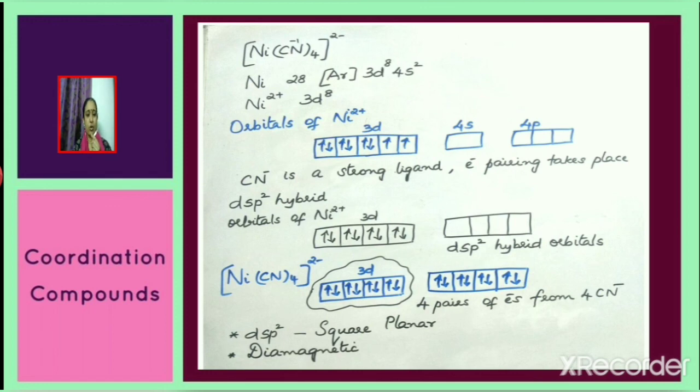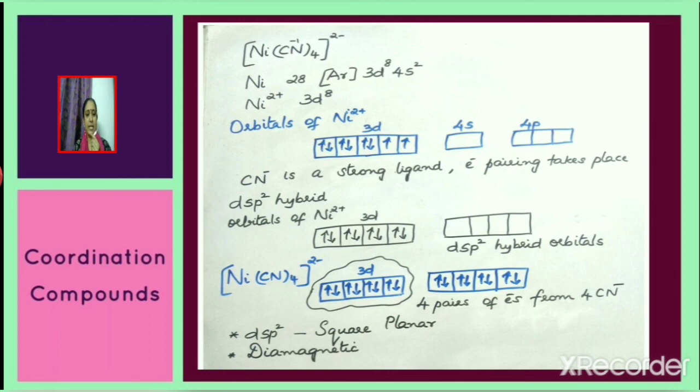As a result of electron pairing, one 3d orbital will be available, so that empty 3d orbital along with 1 4s and 2 4p orbitals will mix together to give 4 dsp2 hybrid orbitals. Therefore nickel 2+ is under dsp2 hybridization. The 3d configuration is shown with 8 electrons. Empty dsp2 hybrid orbitals are also shown.